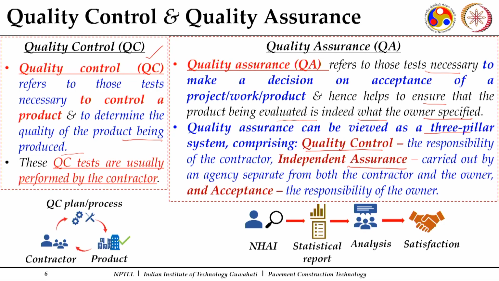Independent assurance can be done by any agency, specifically one which doesn't involve the owner and the contractor. So any independent agency can be there. As we mentioned, a third party quality audit was there, so any independent agency can be involved. And finally, on the basis of this, you have to make a decision on the acceptance of it, so that will lie with the owner of that particular one.